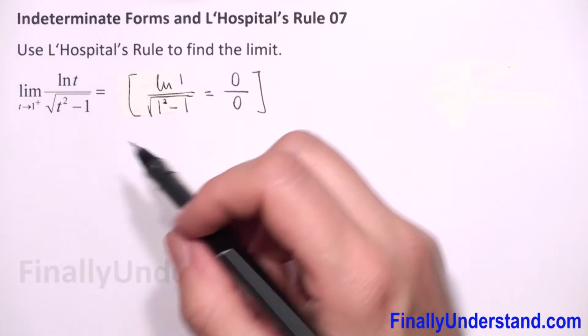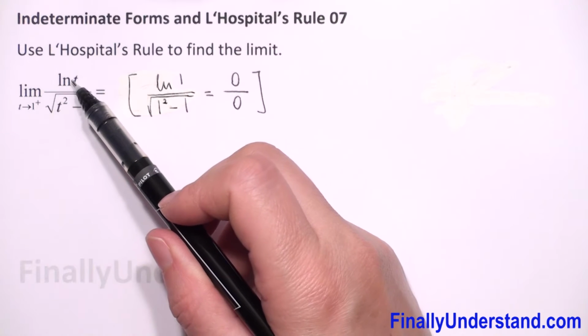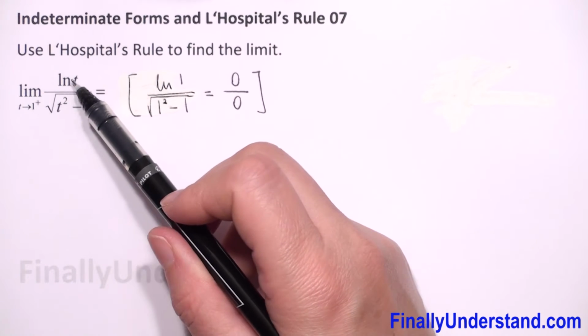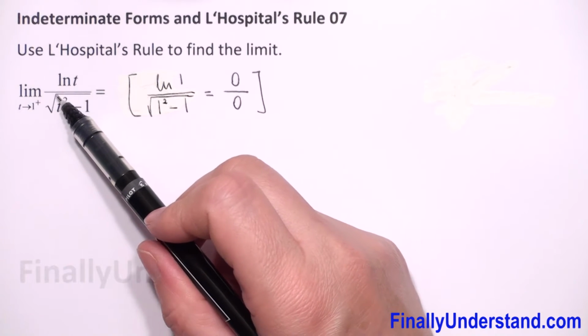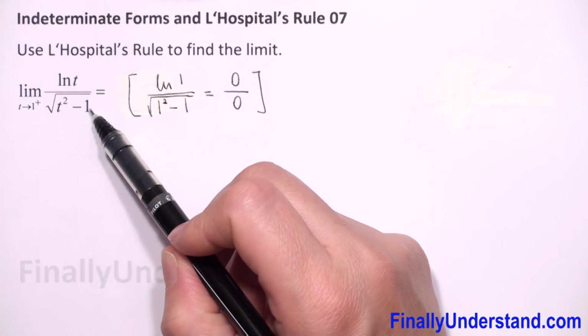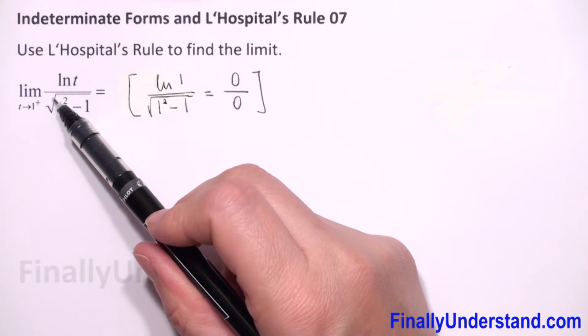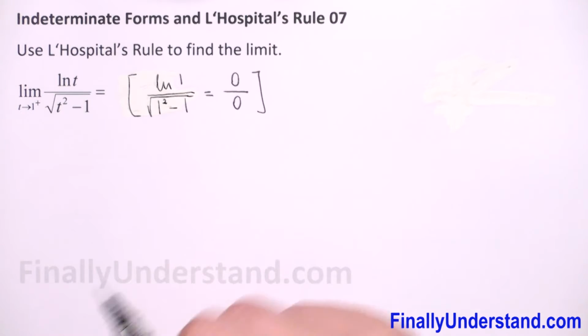It means to find the limit as t approaches 1 from right, we have to find the limit as t approaches 1 from right of derivative of function which is in numerator over derivative of function which is in denominator. First, I will change this square root to power form because it's easiest to find the derivative.